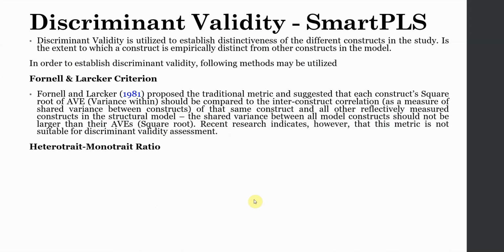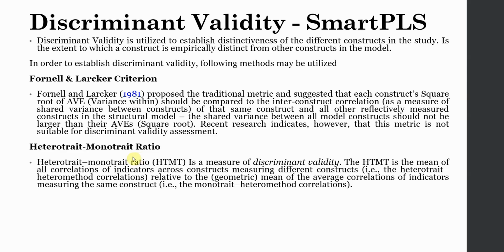Heterotrait-monotrait ratio, or HTMT, is a measure of discriminant validity. It is a modern measure. The HTMT is the mean of all correlations of indicators across constructs measuring different constructs, that is the heterotrait-heteromethod correlation, relative to the geometric mean of the average correlations of indicators measuring the same construct. So heterotrait means the correlation between different constructs, and monotrait means the correlation within a single construct. And then they are calculated using a formula to give us the HTMT ratio.